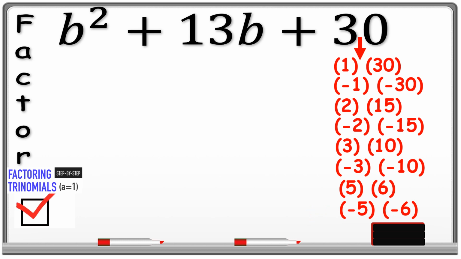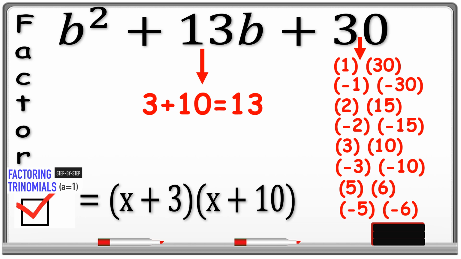You choose among the factors that you have listed which factors will give you the sum of positive 13. And that is 3 plus 10. 3 times 10 will give you 30. And of course, if you get the sum, 3 plus 10 will give you 13. That's why the factors of b squared plus 13b plus 30 are quantity b plus 3 and quantity b plus 10.